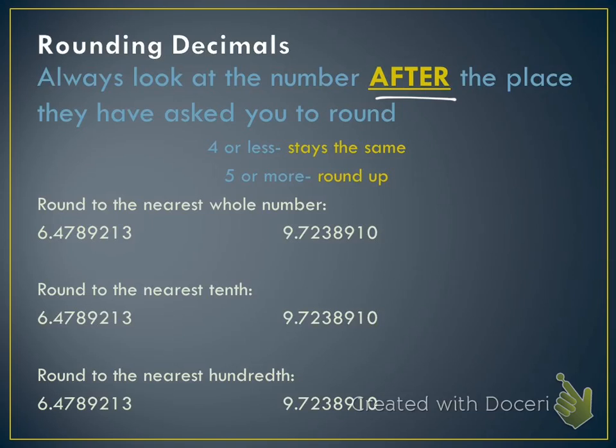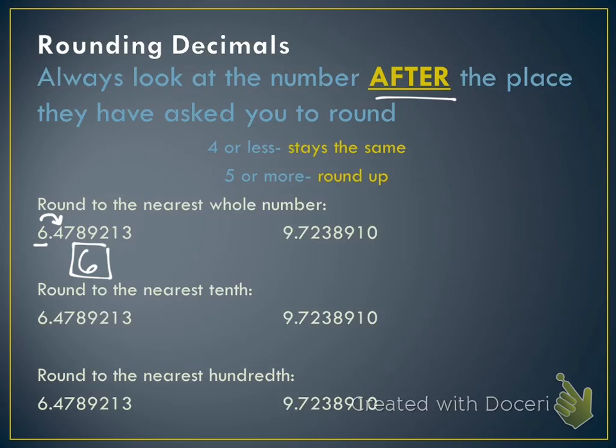In these first two problems, they want us to round to the nearest whole number. Well, what is my whole number? 6. So I've got to look to the number after the 6 to tell me what it is going to do to my 6. Is it going to keep it the same or round it up? What is that 4 going to do? Stay the same. So my answer rounded to the nearest whole number is 6.